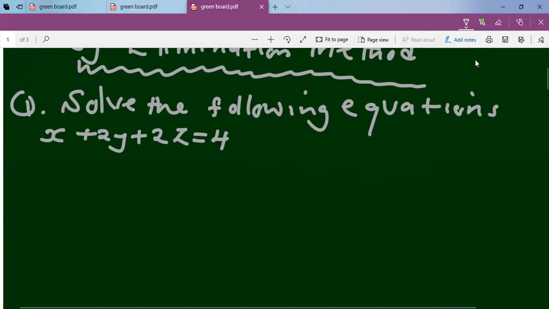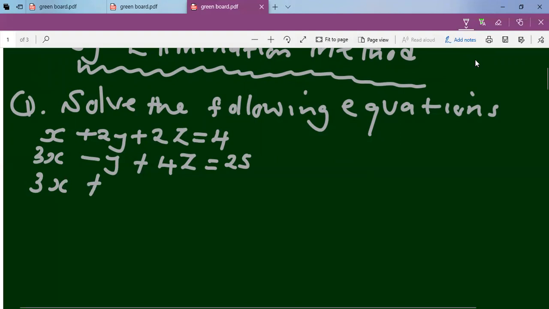Then the second one is 3x minus y plus 4z. This is equal to 25. Then the third one is 3x plus 2y minus z is equal to -4. So these are the equations that we have.